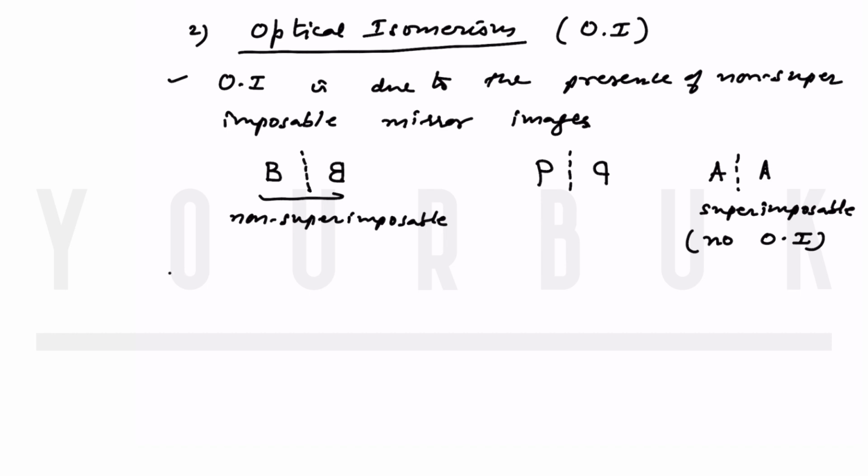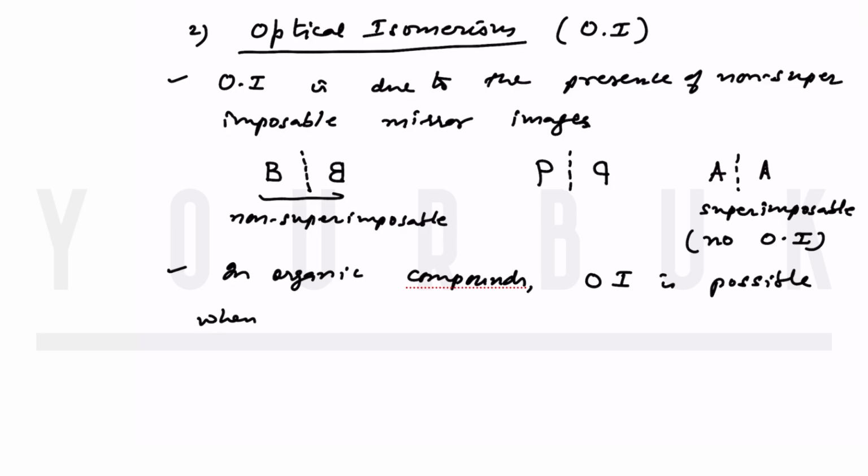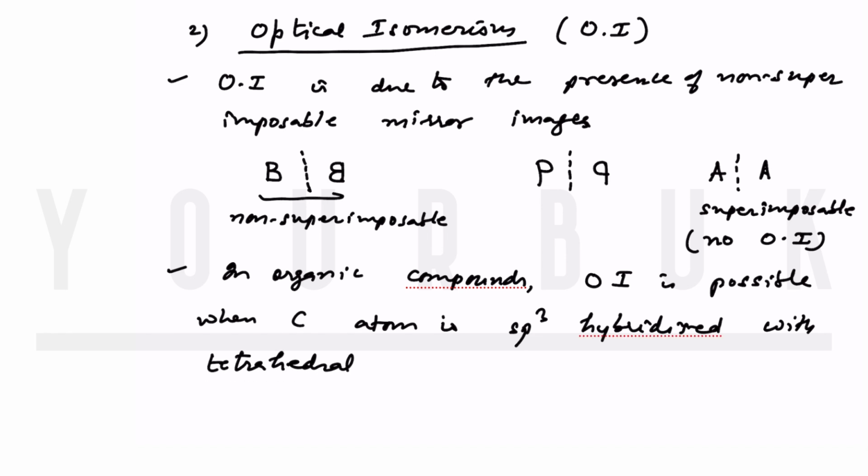Now, in organic compounds, optical isomerism is possible when the carbon atom is sp3 hybridized with a tetrahedral geometry.